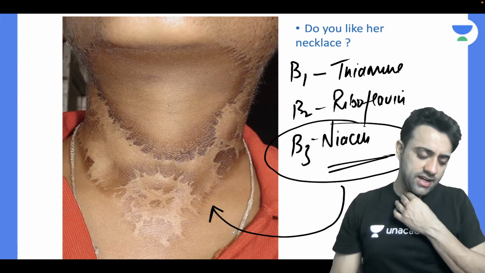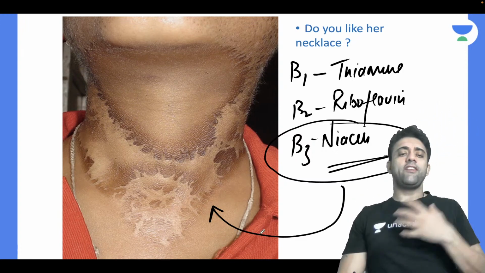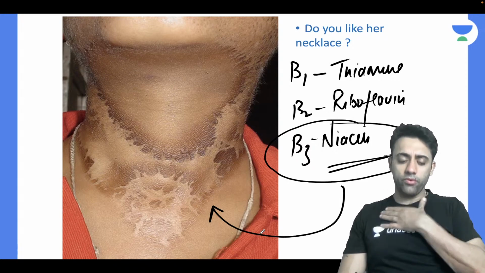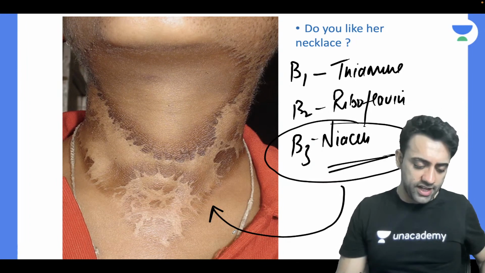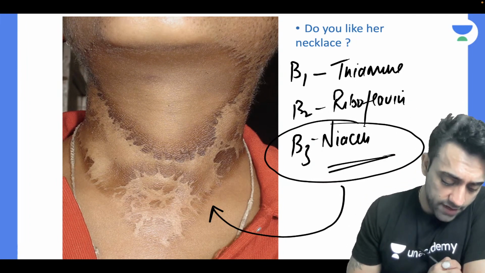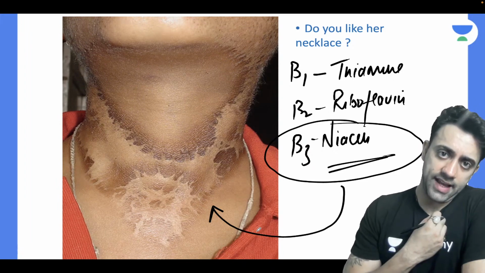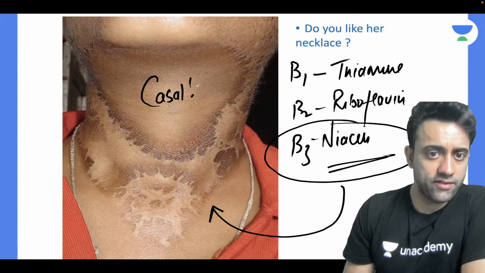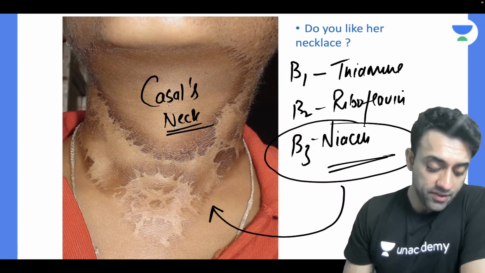And why only this area? Anyone? There's a specific answer for this. Why do you see this necklace or a burnt appearance or a dermatological problem only in this area? What is the best answer for this one? We call it Casal's necklace. Why not anywhere else? So the best answer with this one is exactly.